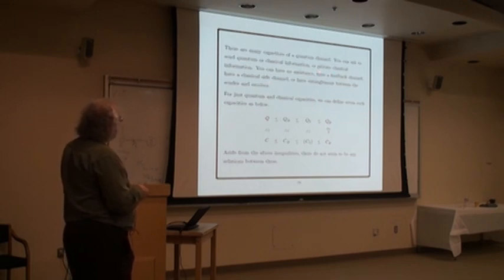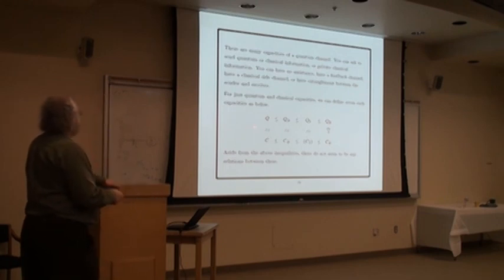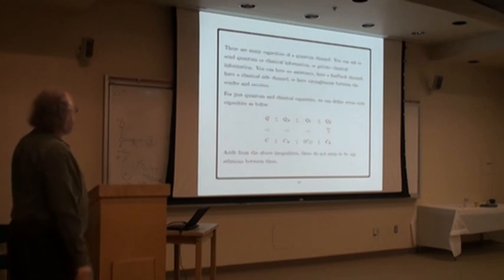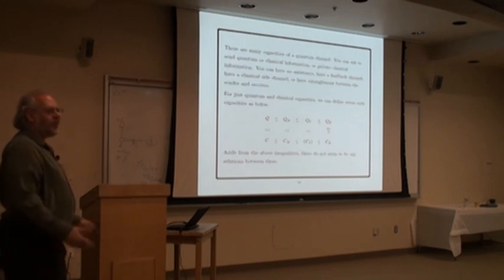And then you can also ask, well, what about private classical information, where you have an eavesdropper who knows some information about the quantum channel, but not more than the laws of physics allow. And you can ask, how much private classical information can you send? And now you have a third row of these things. So you get lots and lots of capacities of quantum channels.